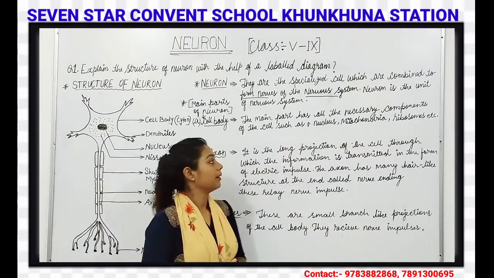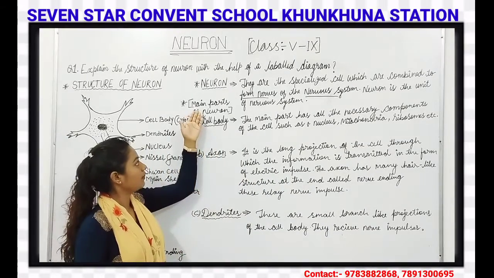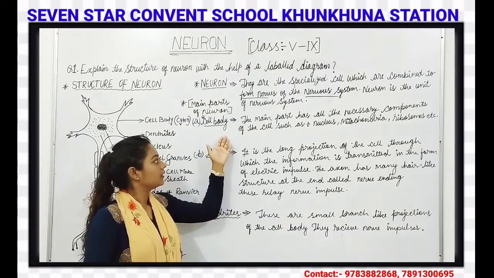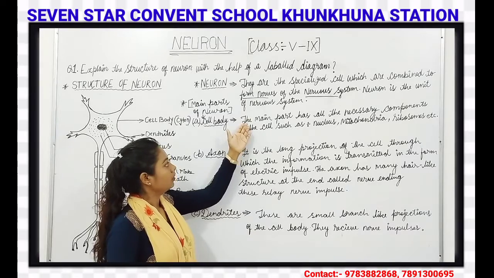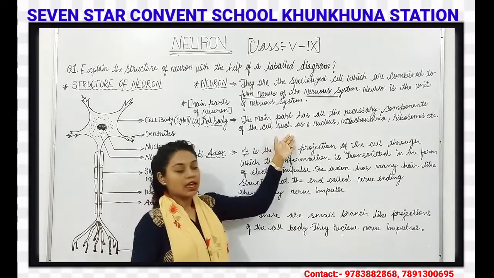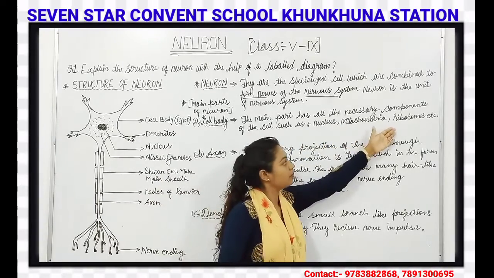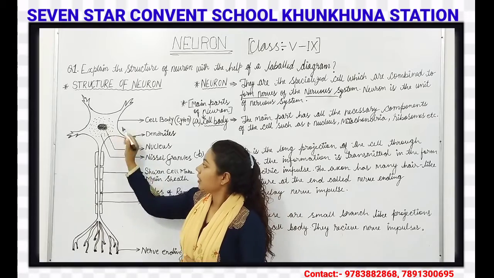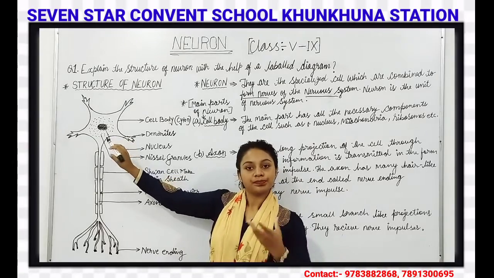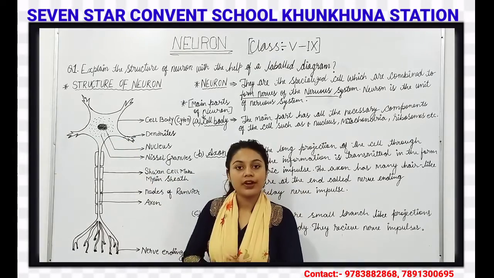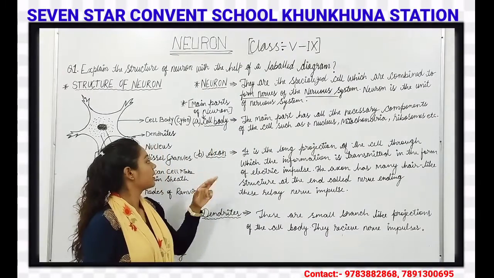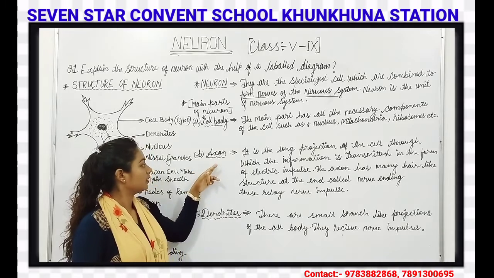Now we will talk about the main parts of the neuron. First is the cell body. As I have told you, this main part has all the necessary components of the cell, such as the nucleus, Nissl granules, ribosomes and mitochondria, which are present inside the cell body.